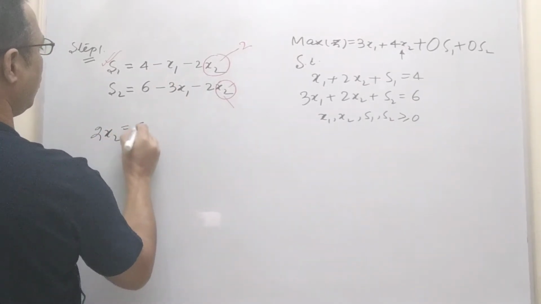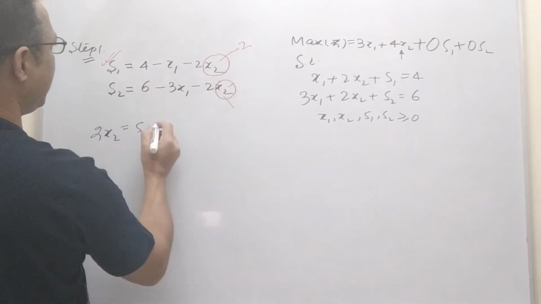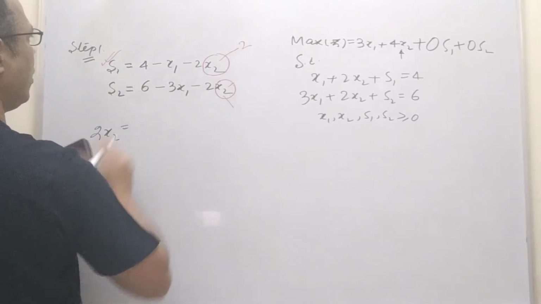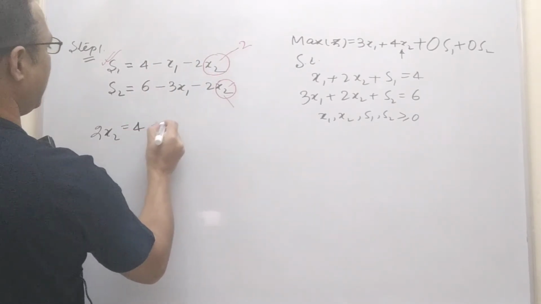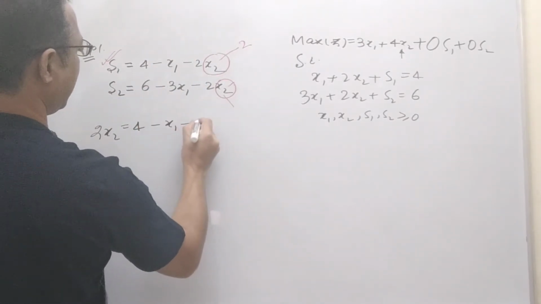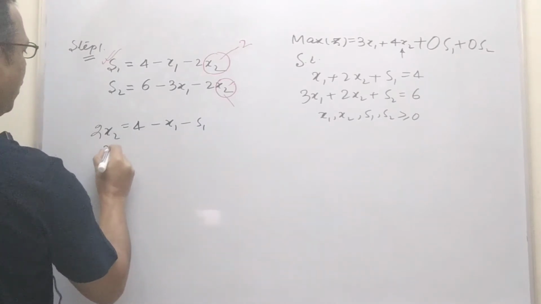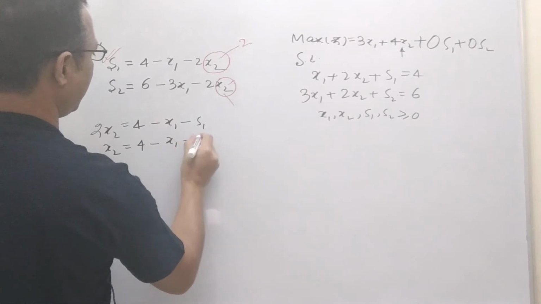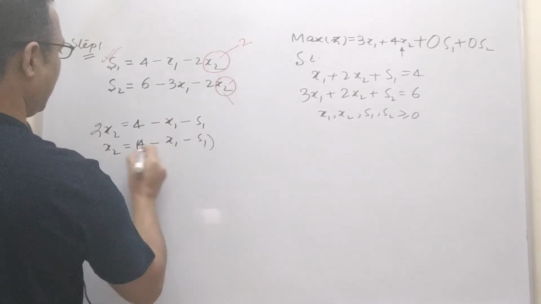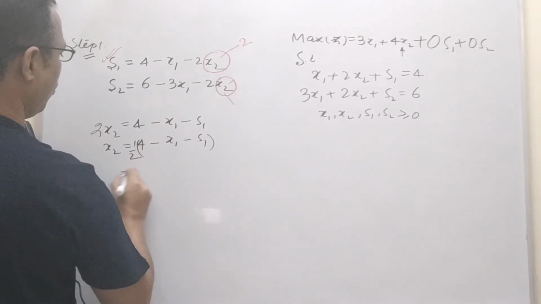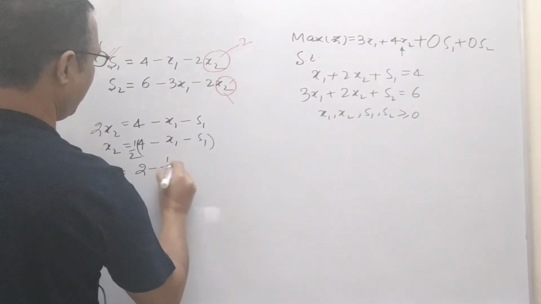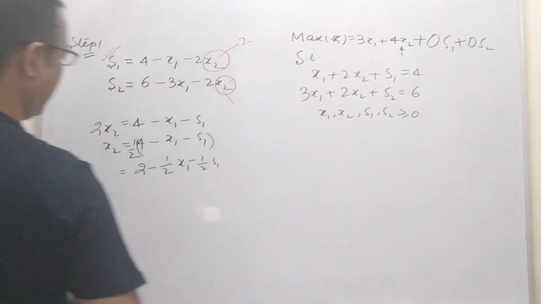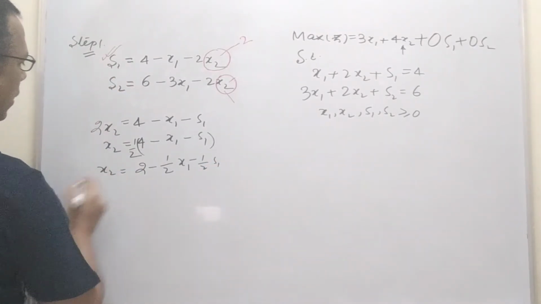2x2 is equal to 4 minus x1 minus s1. So the x2 value will be 4 minus x1 minus s1 divided by 2, so 2 minus 1 by 2 x1 minus 1 by 2 s1. So this is the equation of x2.